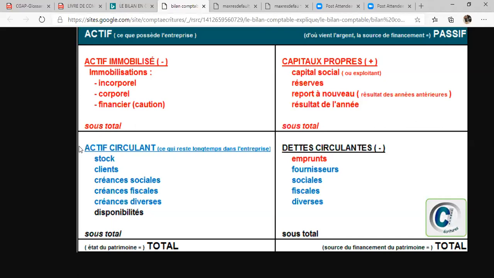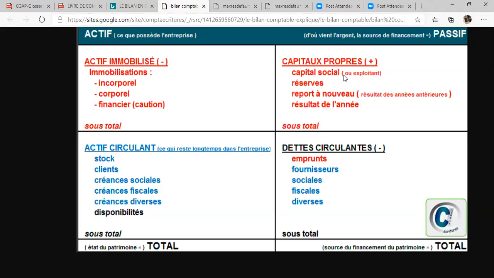And secondly, we have clients. Clients, these are people who owe us money. They haven't yet paid us an amount which they owe us. And we have the rest of them, créances sociales, créances fiscales, créances diverses. You will not use them for the first semester. So stock and clients should be enough to help you with your understanding of the Bilan.